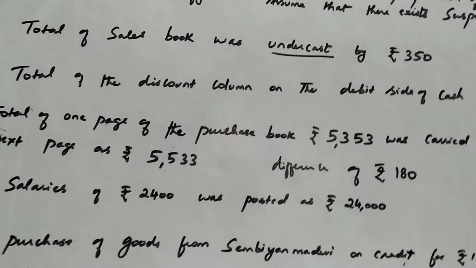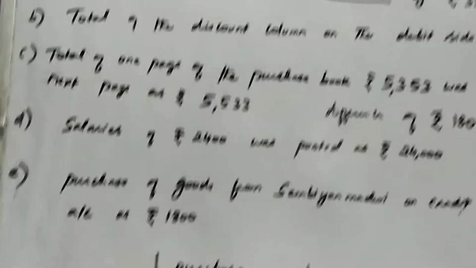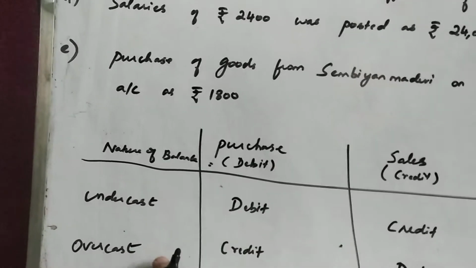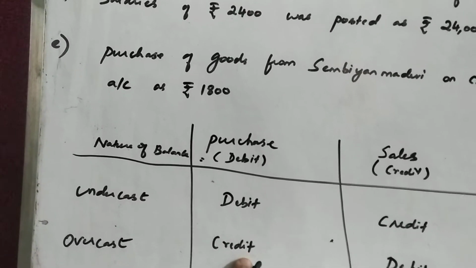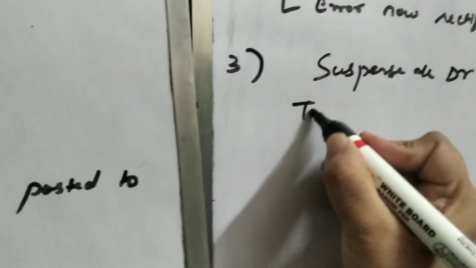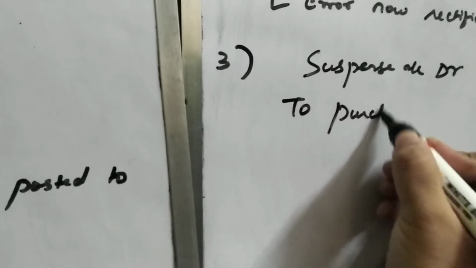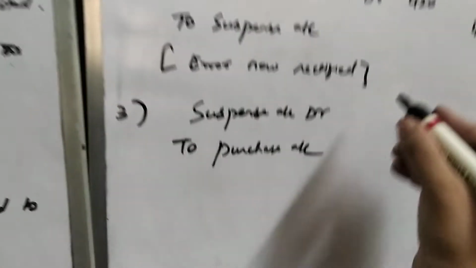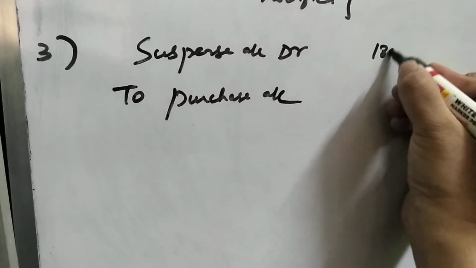So normally your purchase has a debit balance, but in case of overcast, you have to give a credit. So what should be the rectifying entry? Suspense account debtor to purchase account. So what is the amount? 180 is the difference. We are going to put that difference amount here.